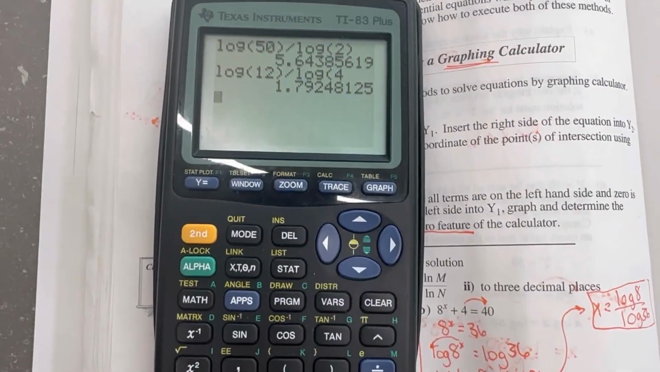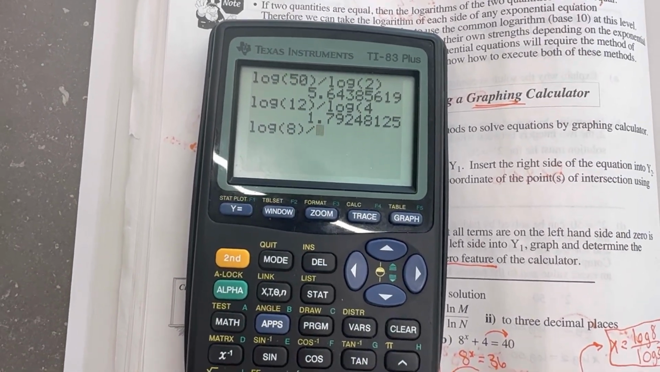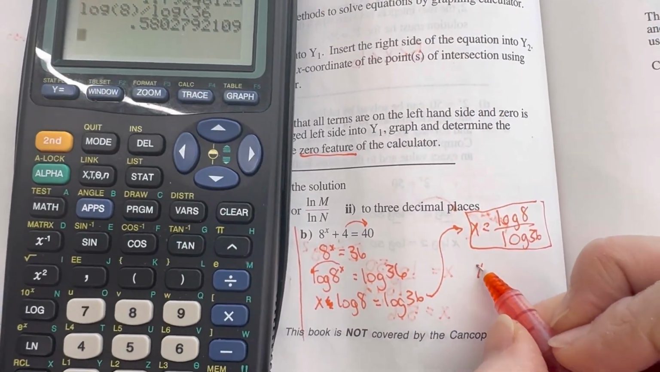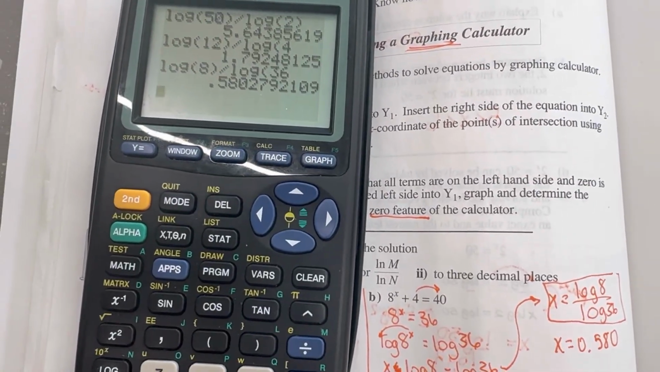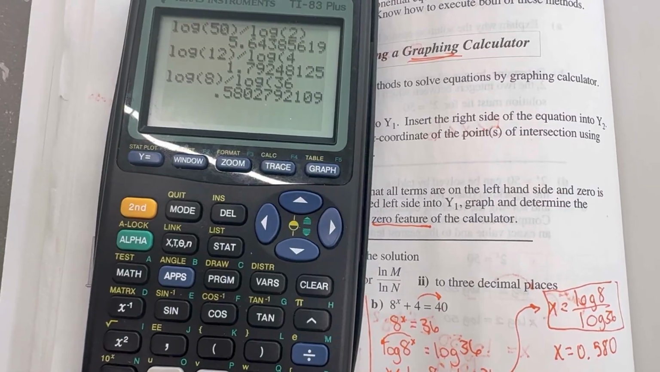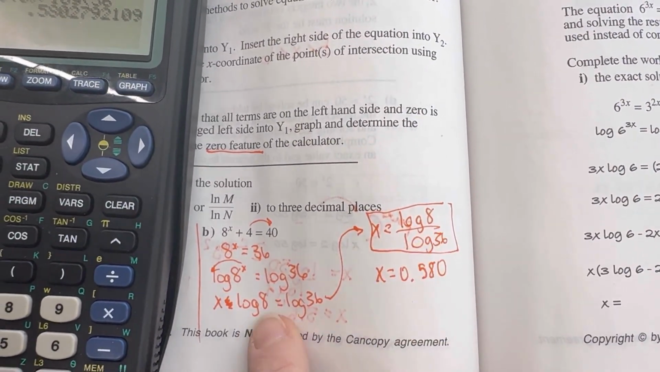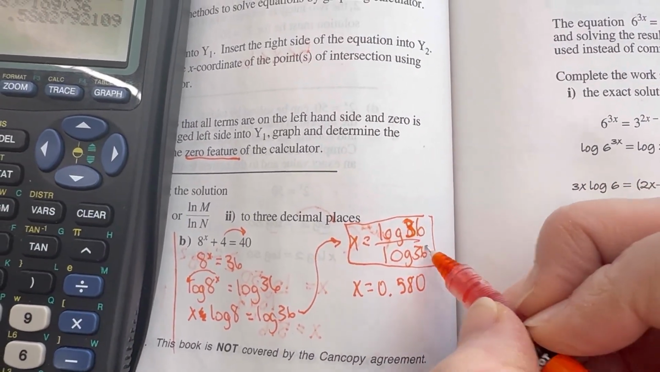And then my second part, I am just plugging it in. Log 8 divided by log 36. So x is equal to 0.580. Okay. Okay, yeah, I knew I did something wrong. That's why I paused. Right here, this should be the other way. I'm like, why? There we go.